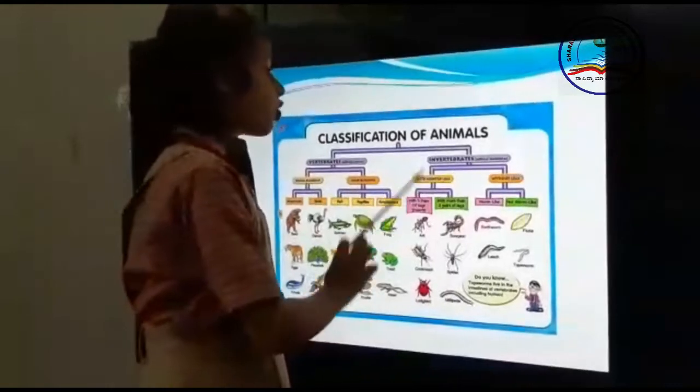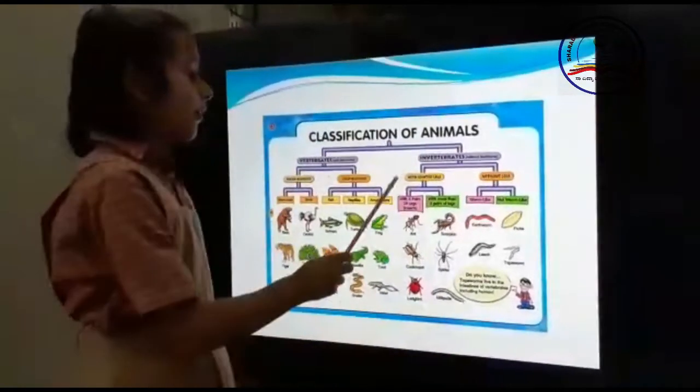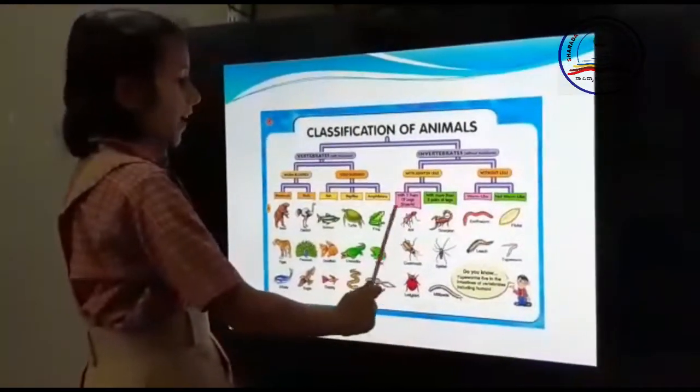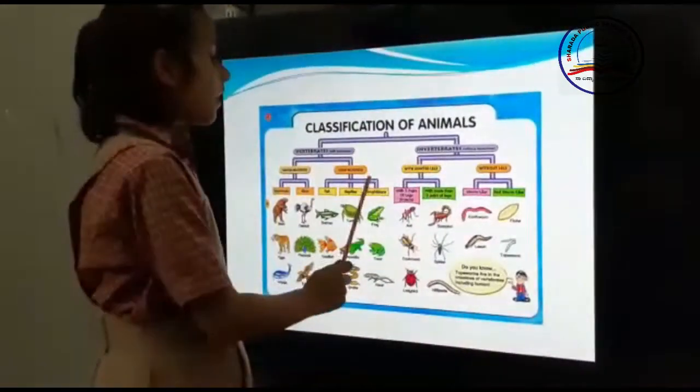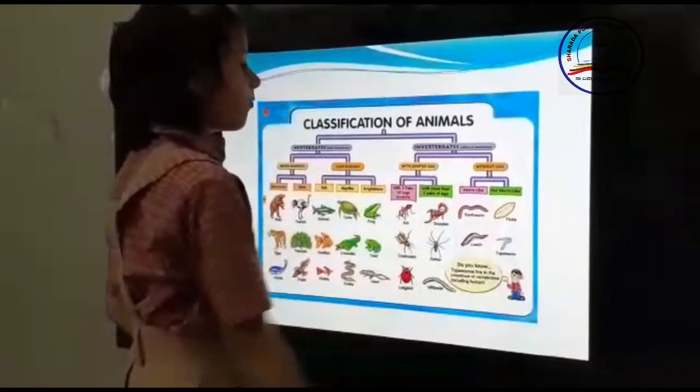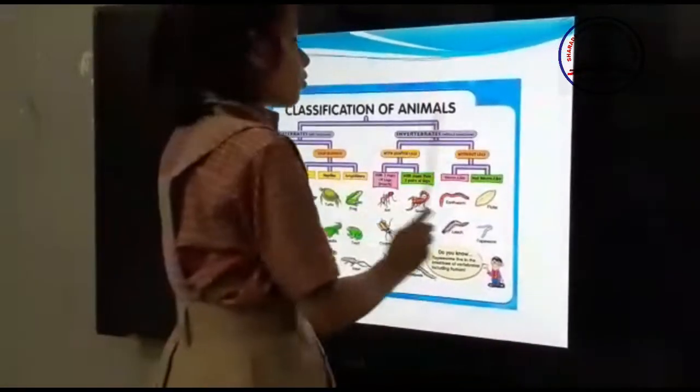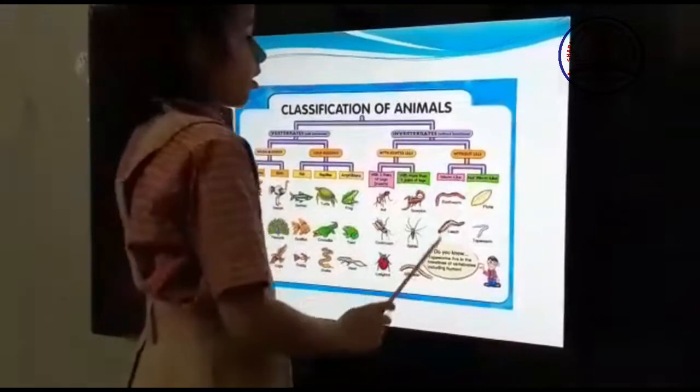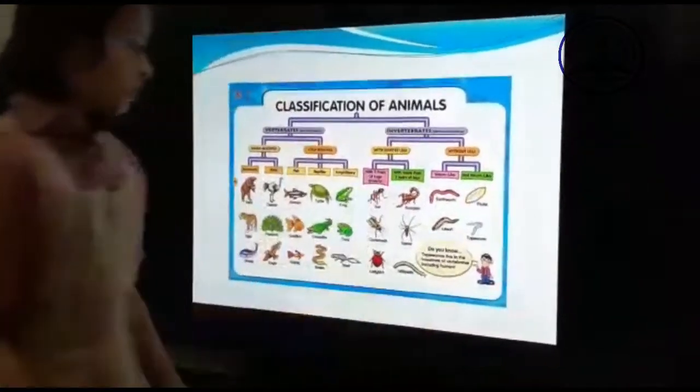Invertebrates: with jointed legs, without legs. With jointed legs: with 3 pairs of legs, for example insects and others, and with more than 3 pairs of legs. Without legs: worm-like, not worm-like. Next.